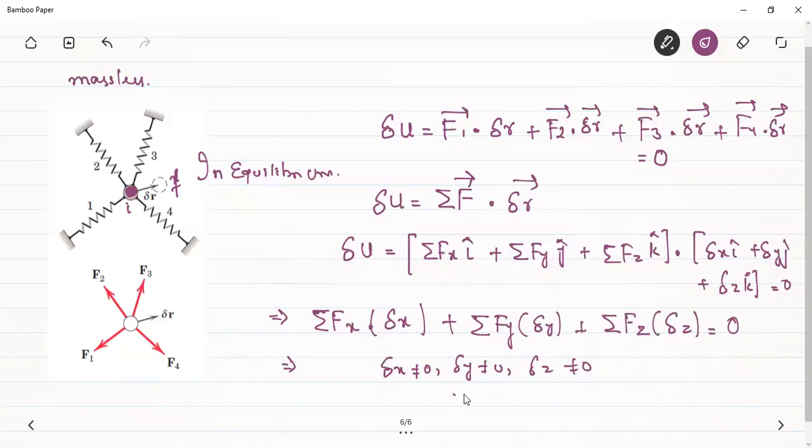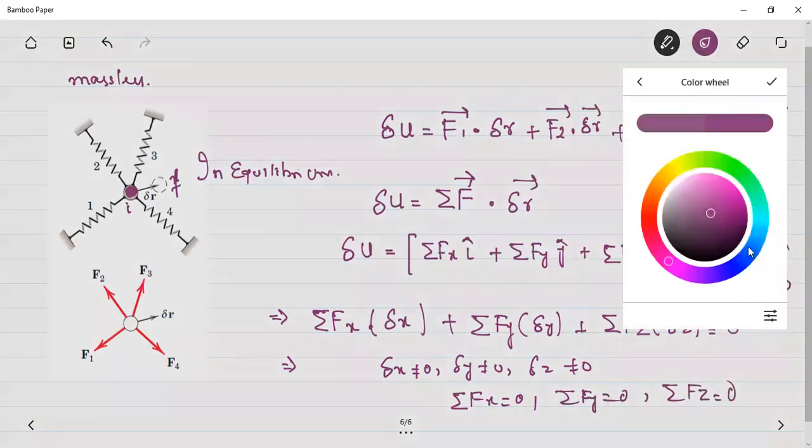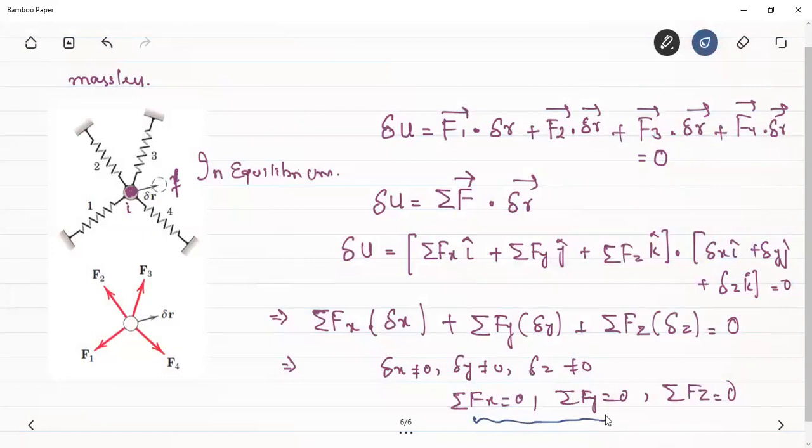Therefore what will be 0 here is the summation of the forces in the x direction, the summation of the forces in the y direction, and the summation of the forces in the z direction. This is the equilibrium condition, which we have obtained from the concept of virtual work. These are the equilibrium equations for the particle. Although virtual work will be of no use for the particle, we have still given a brief discussion regarding this.